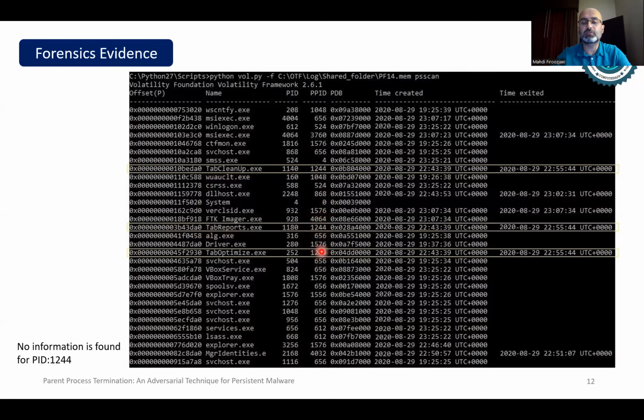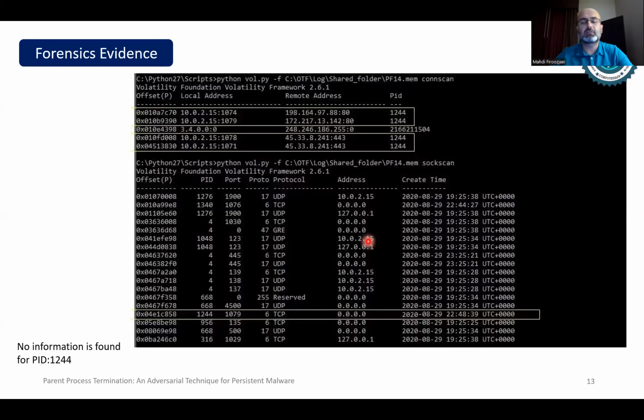But if you check over the running processes in this memory dump, there is no process with the ID of 1244. What does it mean? It means that there was one process with this ID, 1244, but that process terminated before extracting this memory dump. So there is no information available here to find that process.